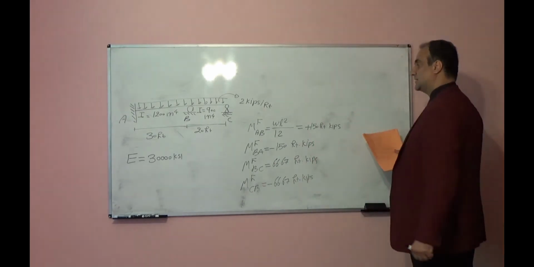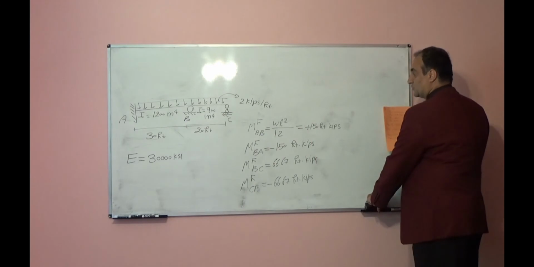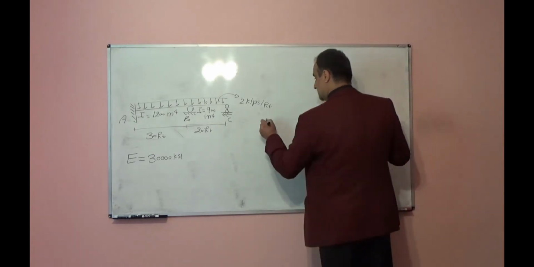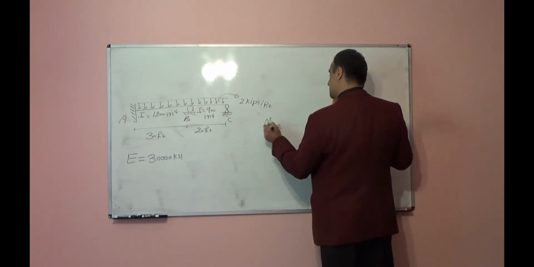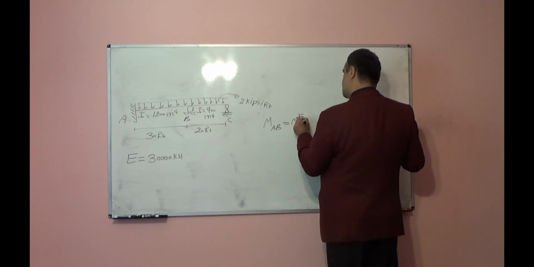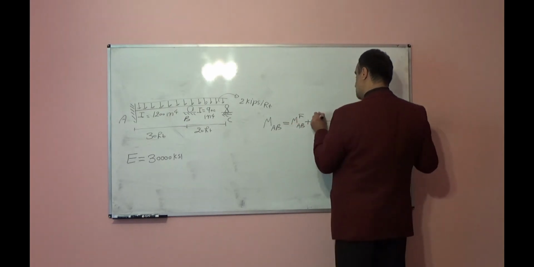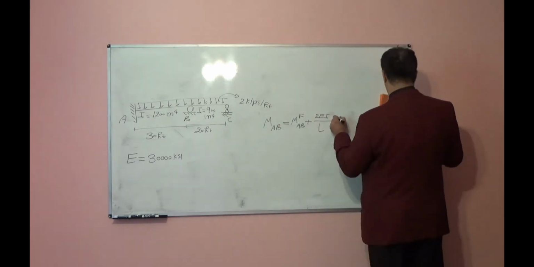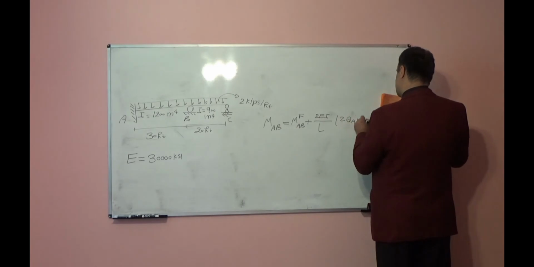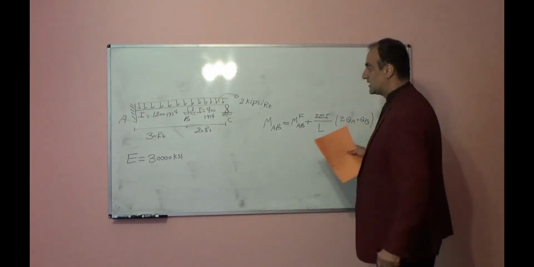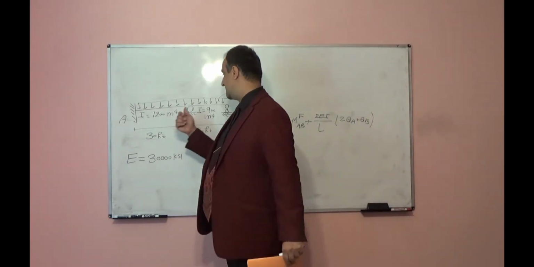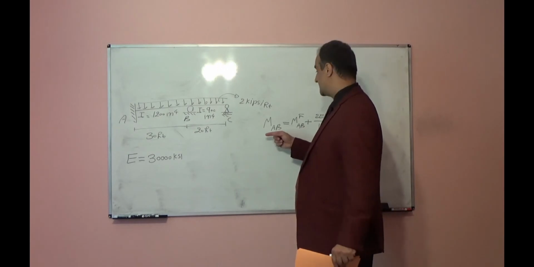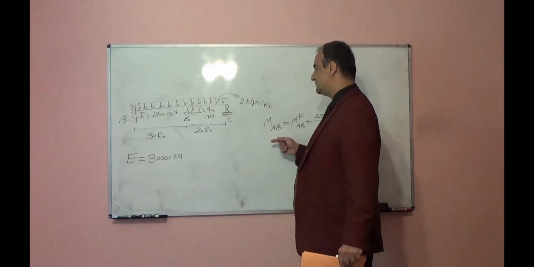Now I will write again the slope deflection equations, and for all of them the formula is similar to the previous example. For example, MAB is equal to M fix AB plus 2EI for the AB part divided by the length of the AB part, times 2 theta A plus theta B. You can write a similar equation for BA, BC, CB. So you will have slope deflection equations for MAB, MBA, MBC, MCB.